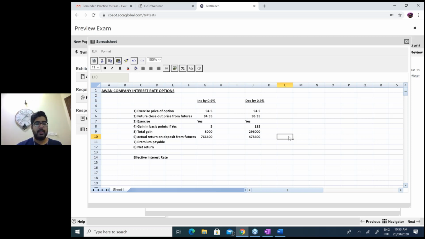Lastly, premium payable. There is a formula for premium payable as well.